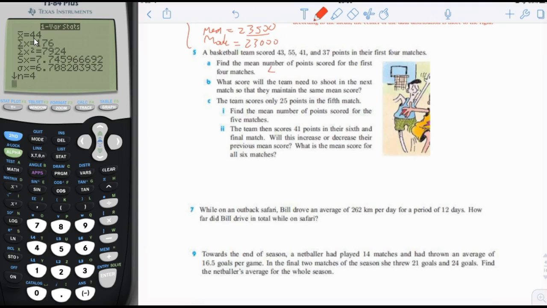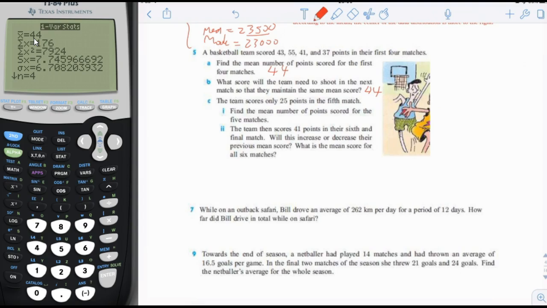Okay. What score will the team need to shoot in the next match so that they maintain the same mean score? Well, if the mean for the first 4 games is 44, in order to maintain the exact same mean in the 5th game, they will need to shoot 44 also. If they don't shoot 44 again, it's obviously going to pull the mean up or down. So if they want to have the exact same mean, they need to shoot 44 again.